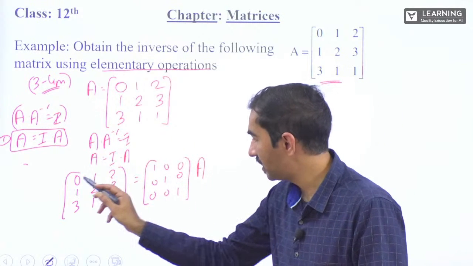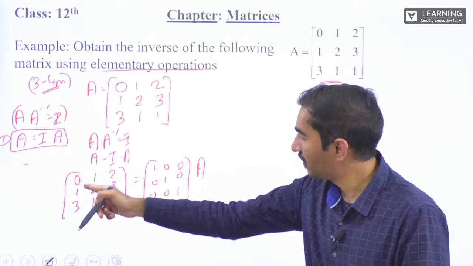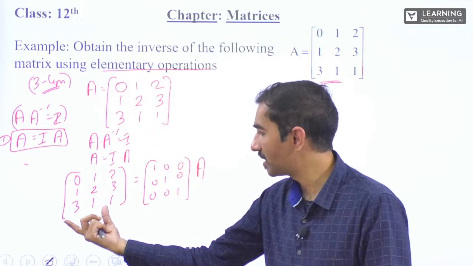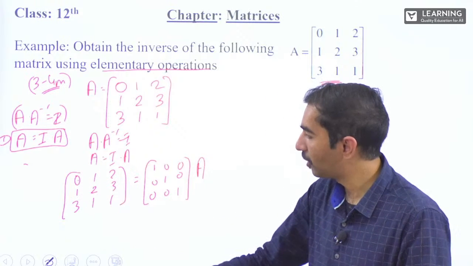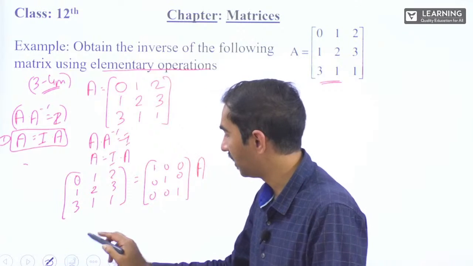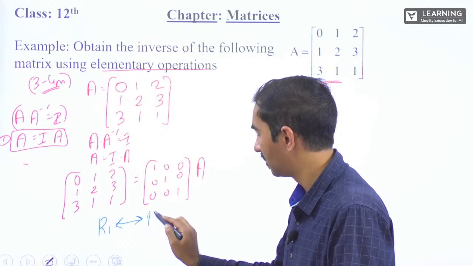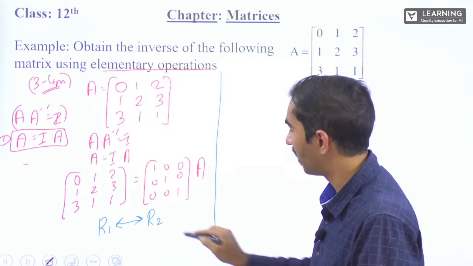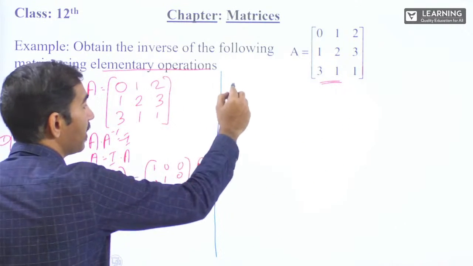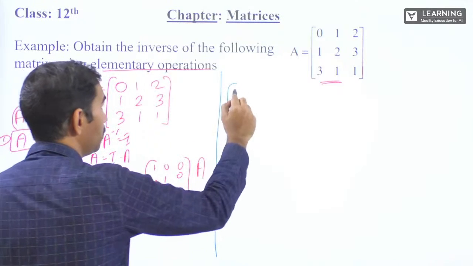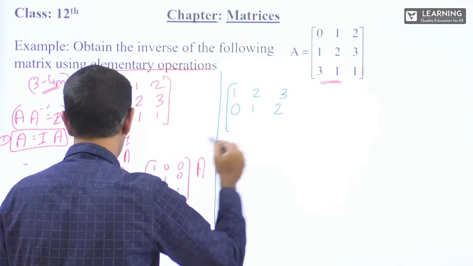Now students, see the very first element. Here we have 0 and here we have 1. Correct. But here we need 1, right? So this you have to get it on this side, means this 1 must be present here. But 0 is present there. So what is the elementary operation that we can apply here? So here you can take R1 getting interchanged with R2. What happens? If R1 gets interchanged with R2, what will happen, students? So this R2 will go in the place of R1. So that will become 1, 2, 3, 0, 1, 2, 3, 1, 1.